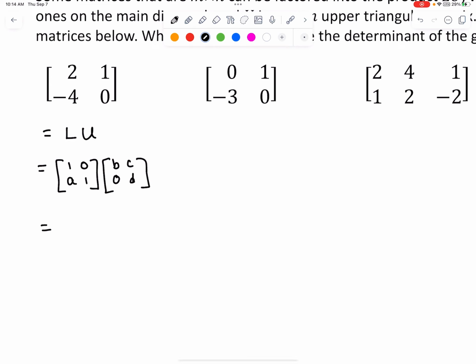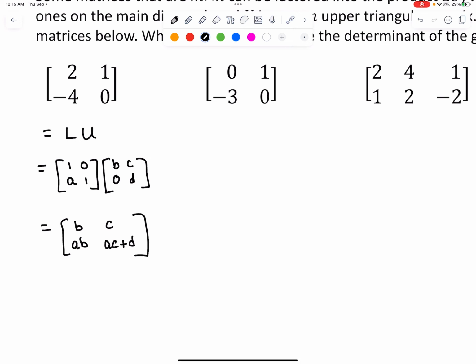So doing matrix multiplication, B times 1 plus 0 times 0, so we just get B in the 1, 1 position. Then A times B plus 1 times 0 will just be AB in the 2, 1 position. And continuing with our multiplication, we have C times 1 plus 0 times D. That's just going to be C. Then we have C times A plus 1 times D. So we have AC plus D.